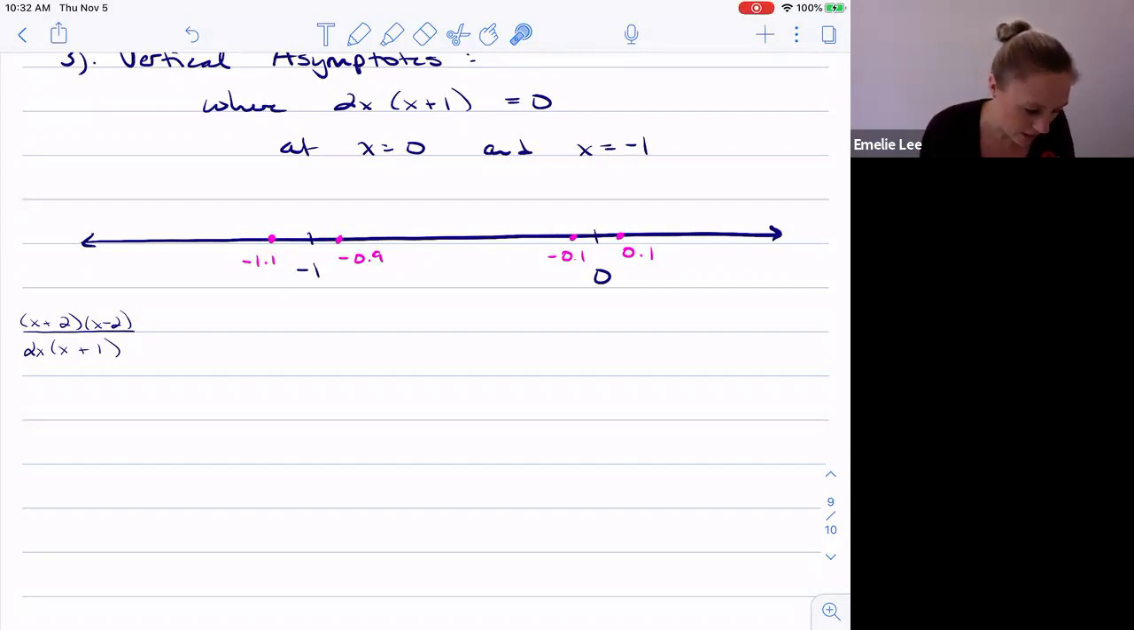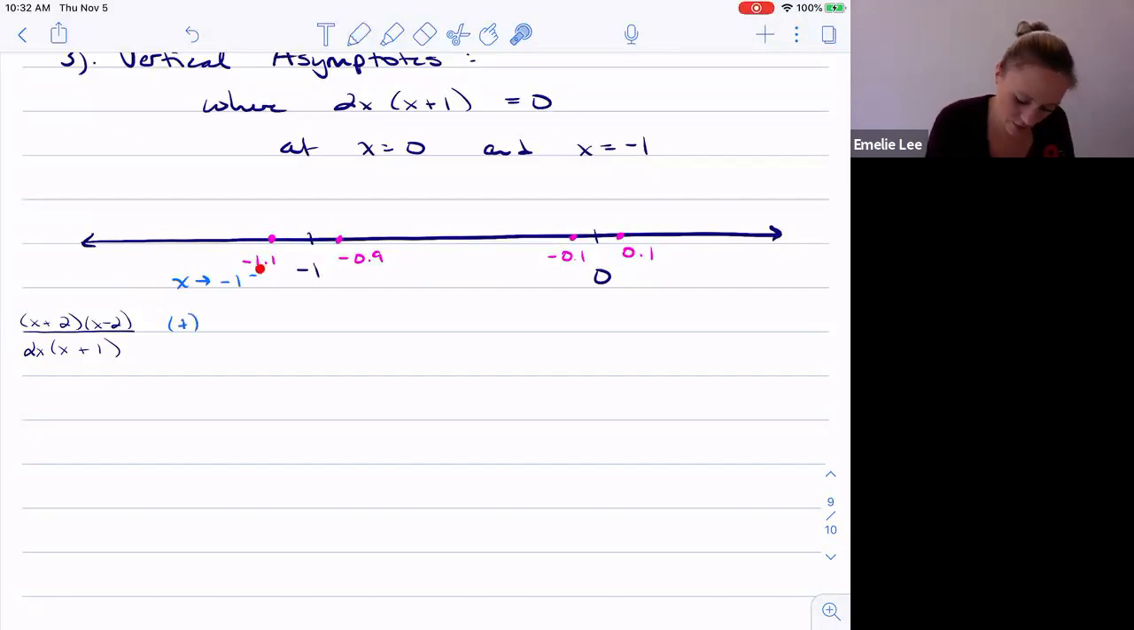So as you're approaching -1 from the left, right? So here we're talking about x approaches -1 from the left. We have, and imagine -1.1 in here plus 2 makes a positive number.